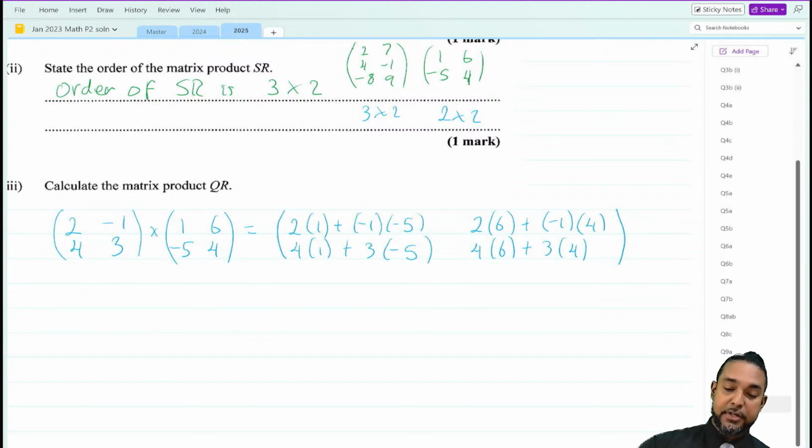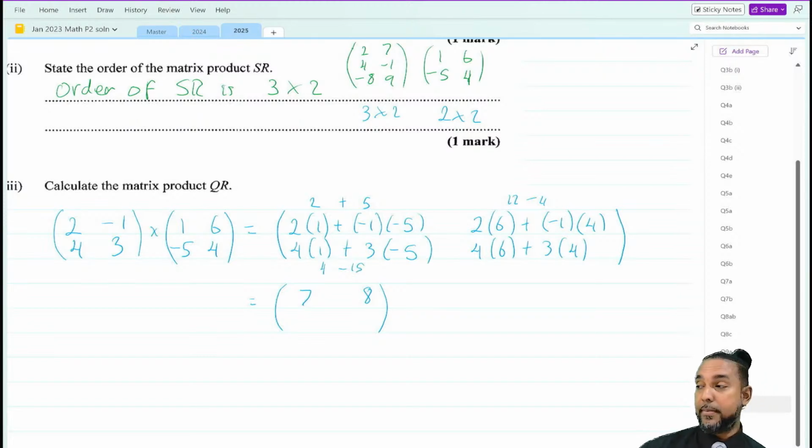Okay, so now let's work out each set of those individually. So 2 by 1 is 2. A minus by a minus is a plus. So 2 plus 5 is 7. Across here now, 2 by 6 is 12, and minus 1 by 4 is minus 4. 12 minus 4 is 8. Down here now, 4 by 1 is 4, and 3 by minus 5 is minus 15. 4 minus 15 is minus 11.